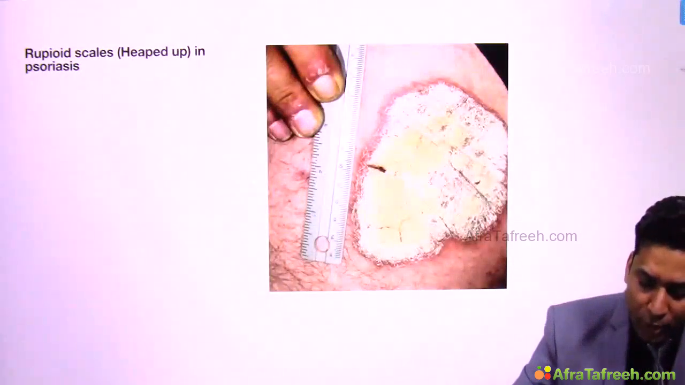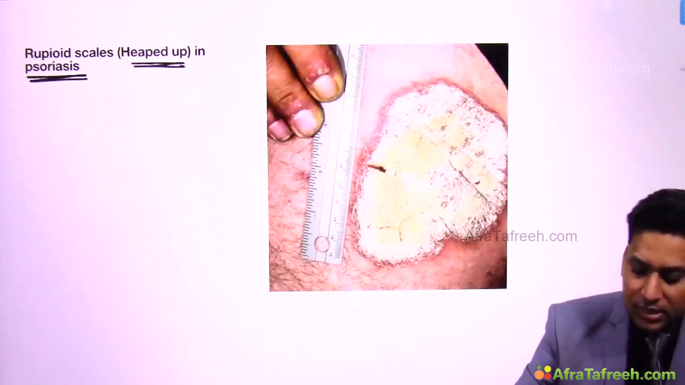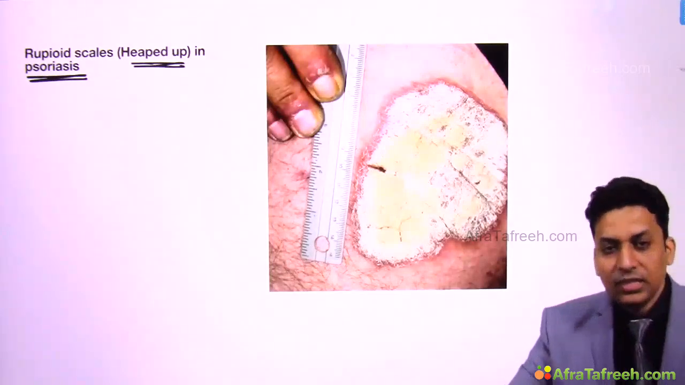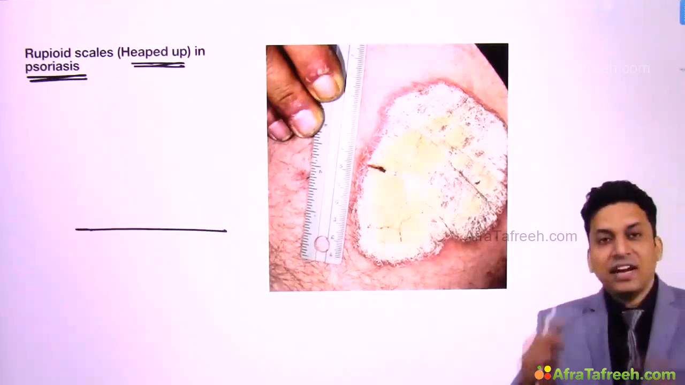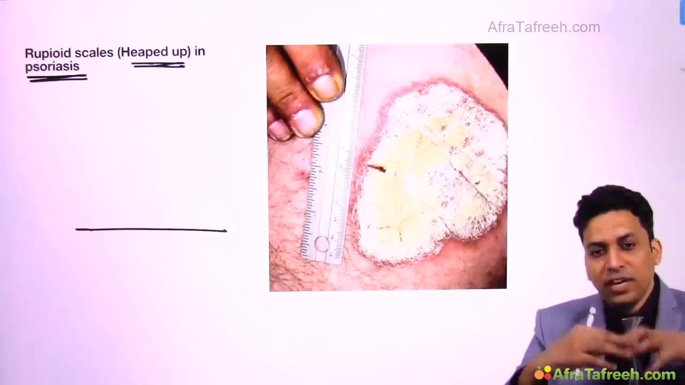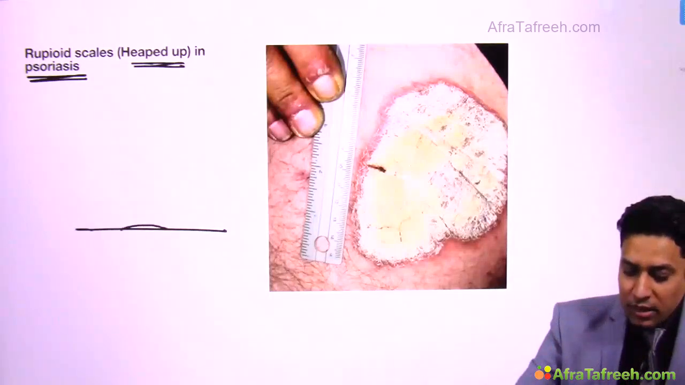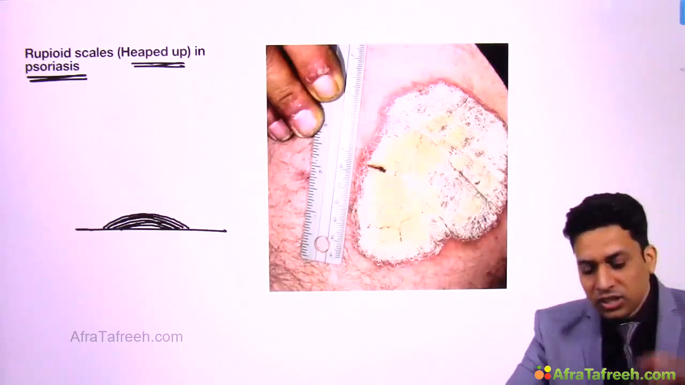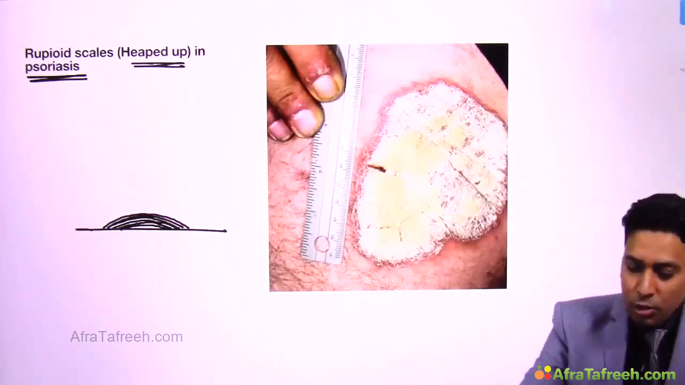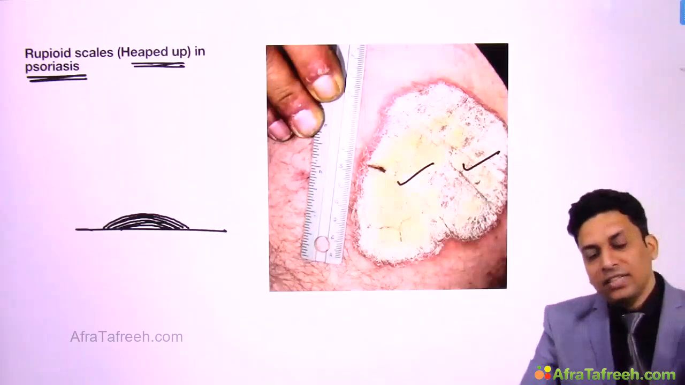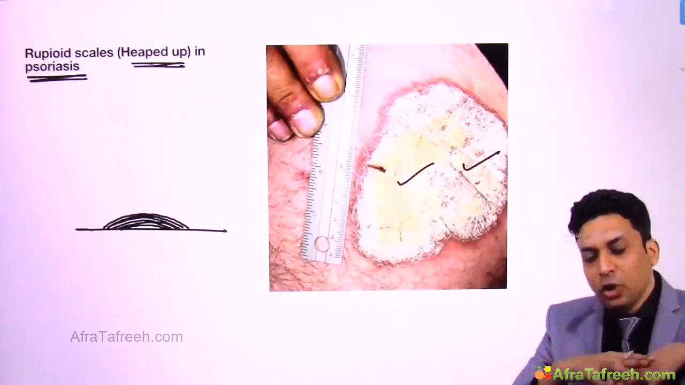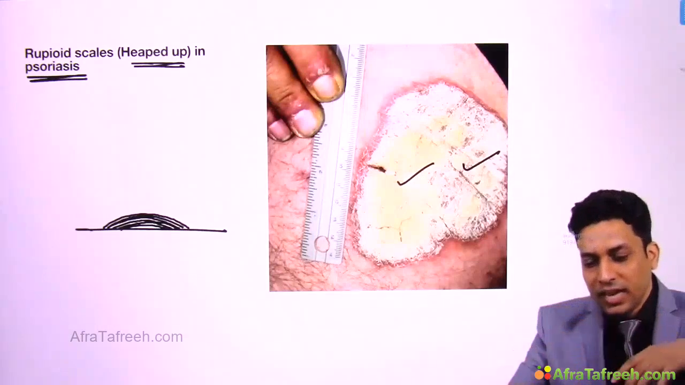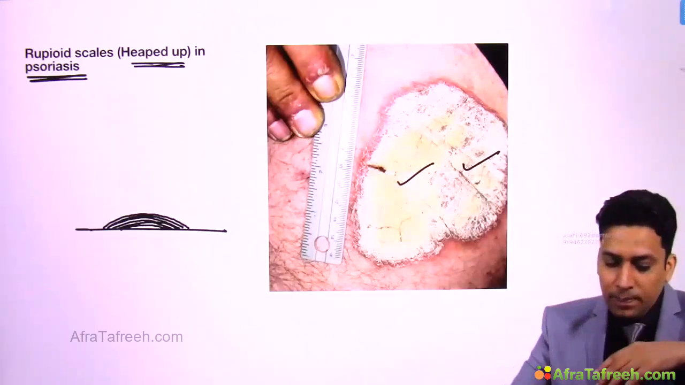Then in rupioid psoriasis, heaped up scales are seen. These scales are adherent to the skin, so they keep on accumulating upon each other. One layer of scale, then another layer accumulates over it, then again another layer. All these scales do not shed off, instead they keep on accumulating. Such thick heaped up scales are seen in rupioid psoriasis. In previous slides of psoriasis, you have seen scaling, but it was not so heaped up and thick like this.